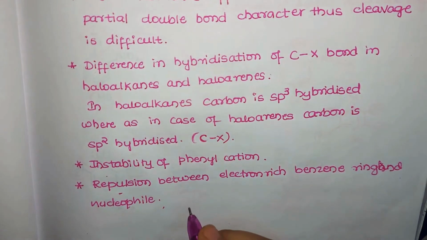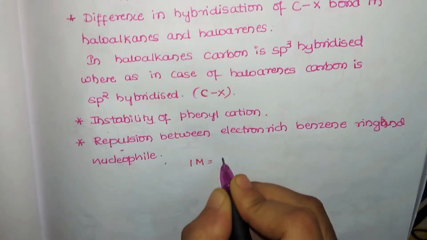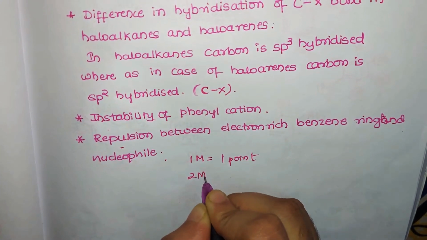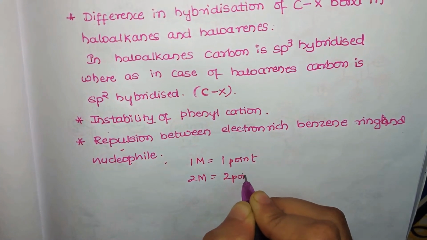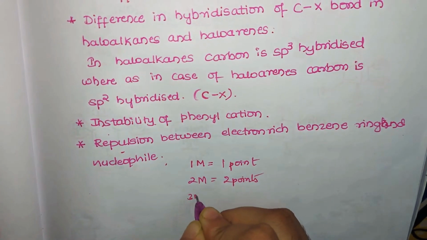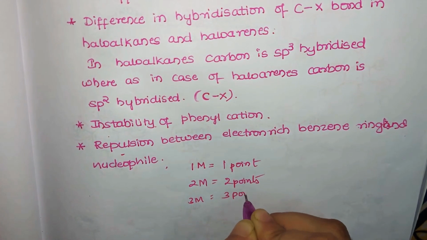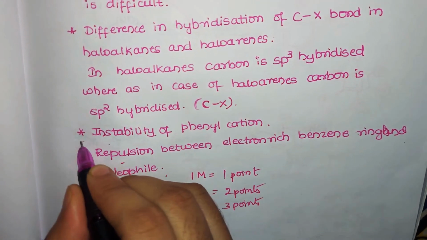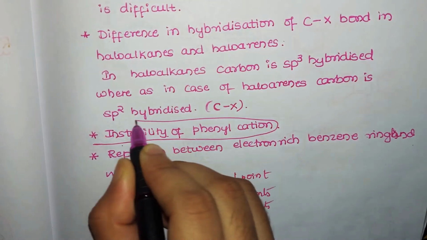See, if they ask the question for 1 mark, you have to write 1 point. If they ask for 2 marks, you have to write 2 points. If they ask for 3 marks, you have to write 3 points among these. Usually they ask for 1 mark or 2 marks in the exam. You can easily remember 1 point, that is the instability of the phenyl cation. It is the easiest to remember.